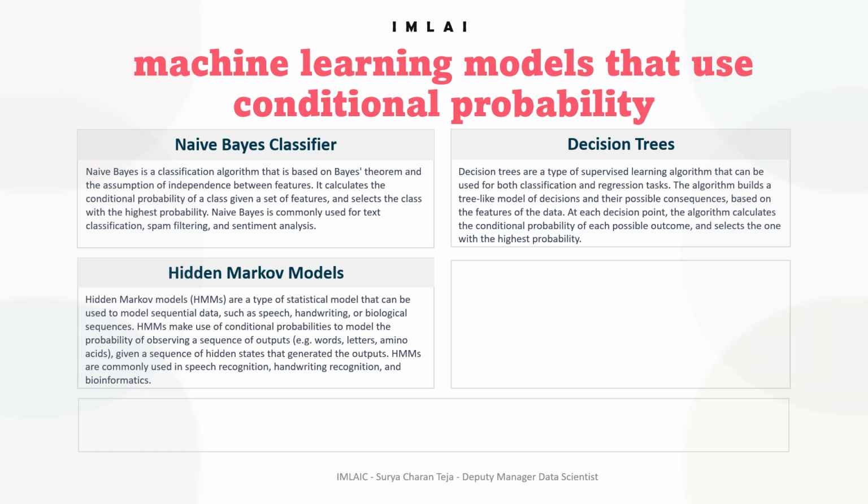given a sequence of hidden states that generated the outputs. HMMs are commonly used in speech recognition, handwriting recognition, and bioinformatics. The next one that we have here is logistic regression.